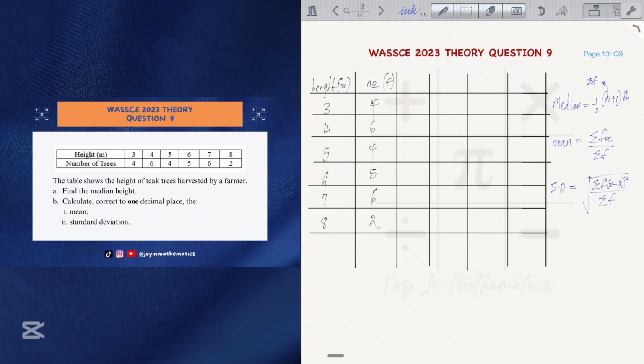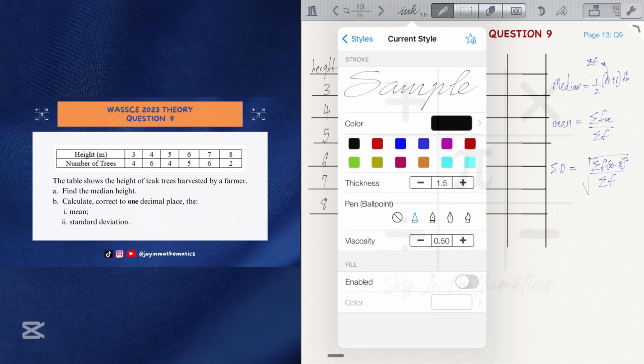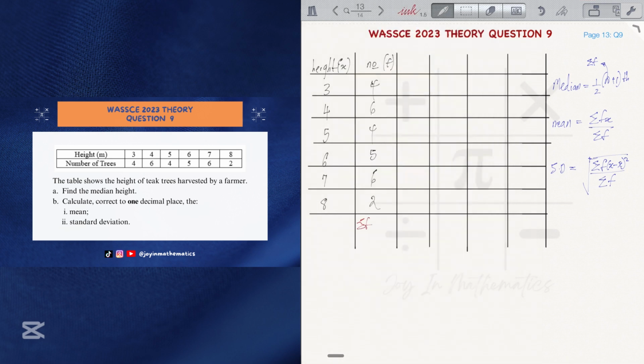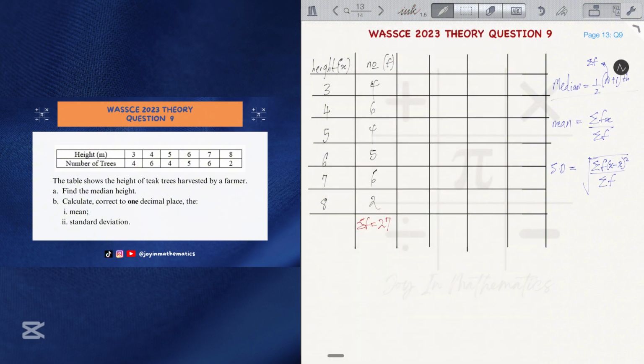Now let's begin with question 1, which is the median. To get the median, we have to know what summation f is. So we just sum 4 plus 6 plus 4 plus 5 plus 6 and plus 2. When we sum this together, we have summation f giving us 27. So I can write it down here that summation f is equal to 27. Let me apply the formula of median, which is question A. So median is equal to 1/2.